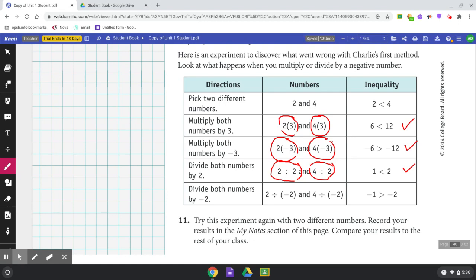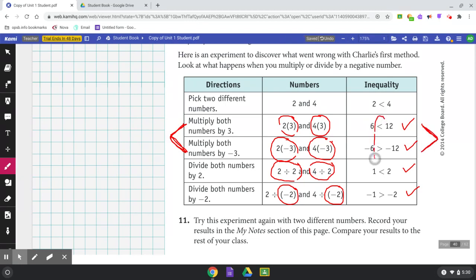Now, when I divide by negative 2, I get 2 divided by negative 2. A positive divided by a negative is a negative, and a positive divided by a negative is a negative. So I get negative 1 is greater than negative 2. Well, that's true. So what do you see different between multiplying by a positive number and multiplying by a negative number here? What happens in our inequality symbol?